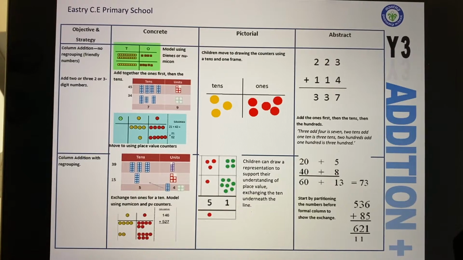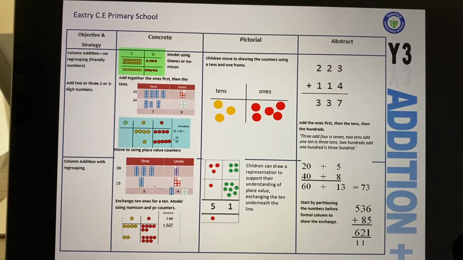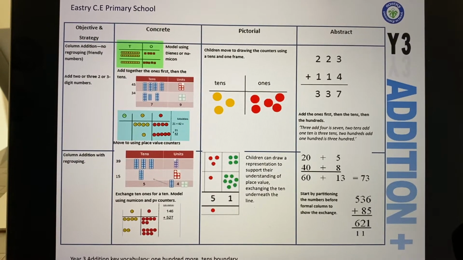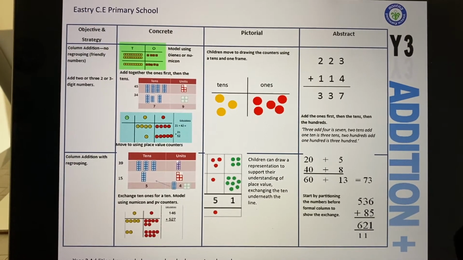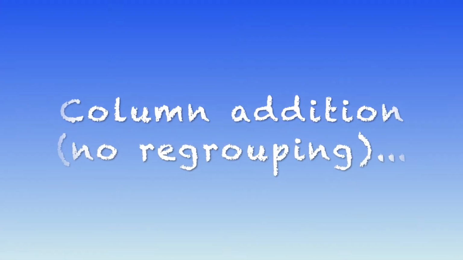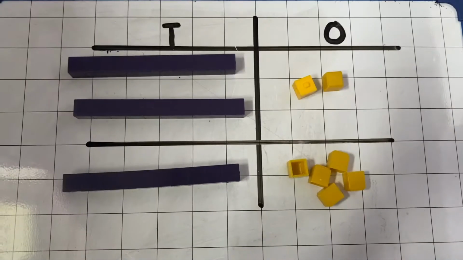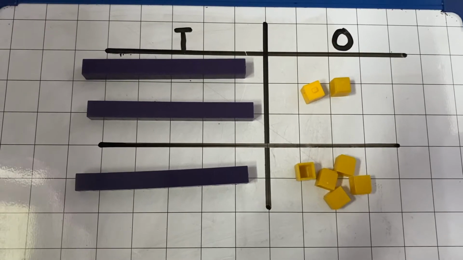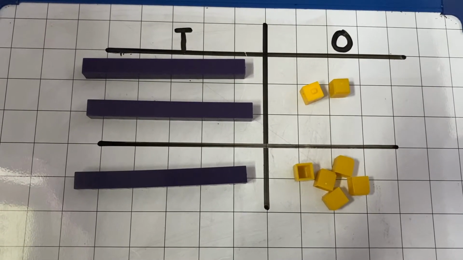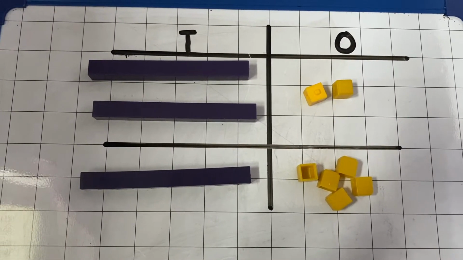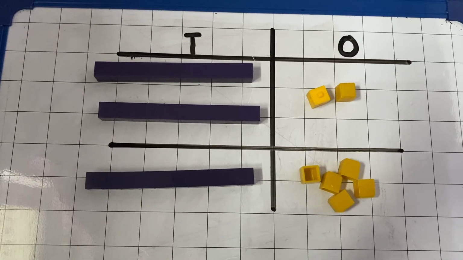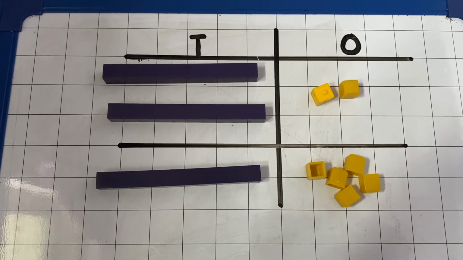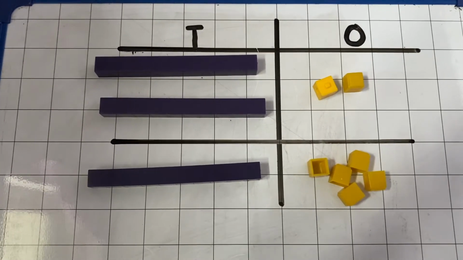In this video, we will be showing you a practical guide in how you can support your child with Year 3 addition following our school calculation policy. In Year 3, children will build on from partitioning from Year 2, and they will begin by adding two-digit numbers using either Dienes or place value counters. Here we're using a place value grid. This is the concrete part of the understanding.